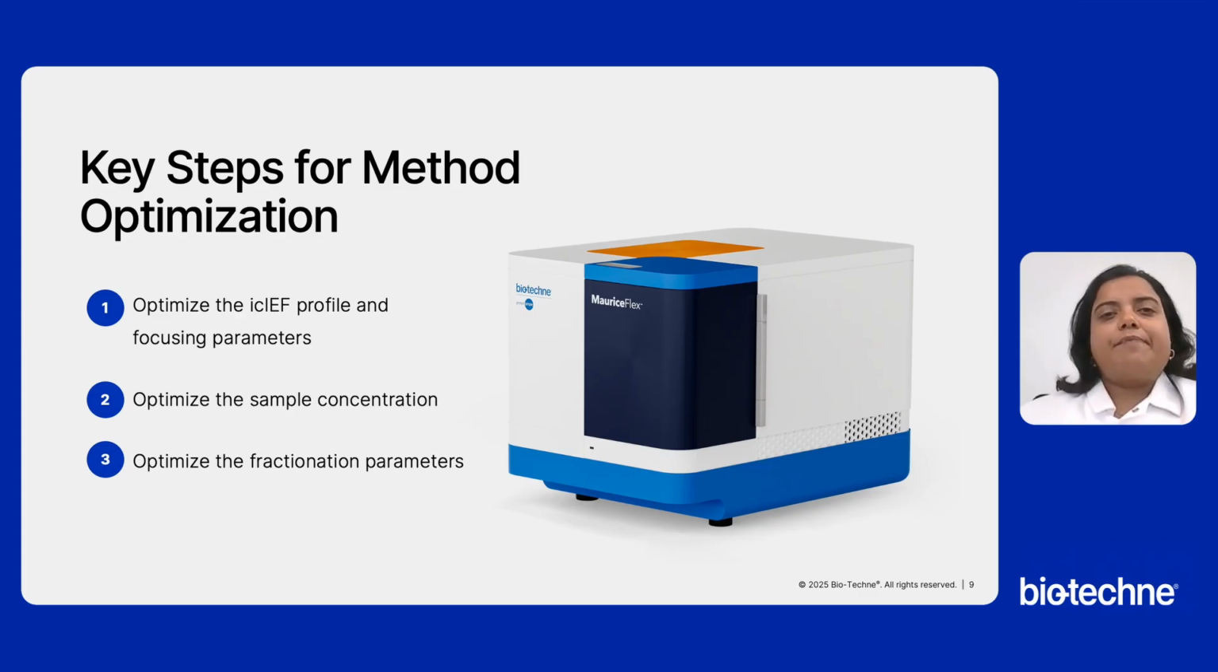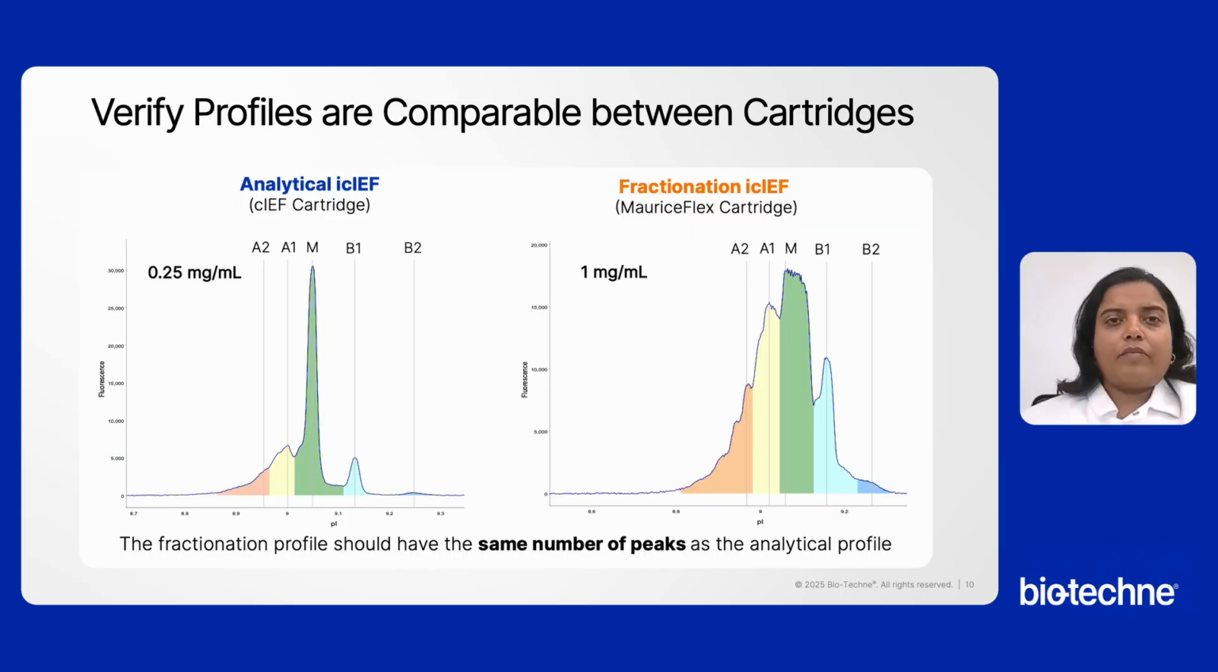What are the key steps in method optimization? This requires an optimized icIEF profile and focusing parameters. You need to have an optimized sample concentration and the optimized fractionation parameters. I will be talking in more detail about each one of these steps.